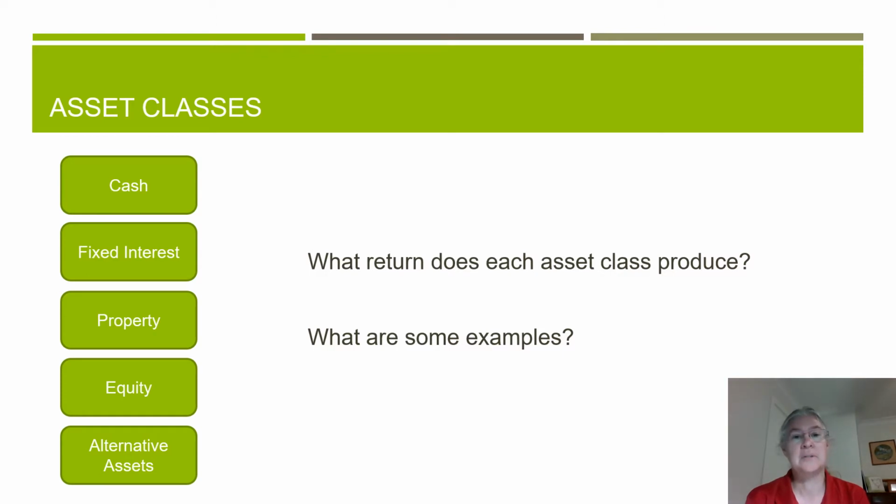So these are all the asset classes that we divide the investments into. In our first video, we had a look at all the different types of things that we could invest in. So we split these up into these 5 categories: cash, fixed interest, property, equity, and alternative assets. So the things we want to think about in each class is what return will each asset class produce? And what are some examples for each asset class? So let's go and have a look.